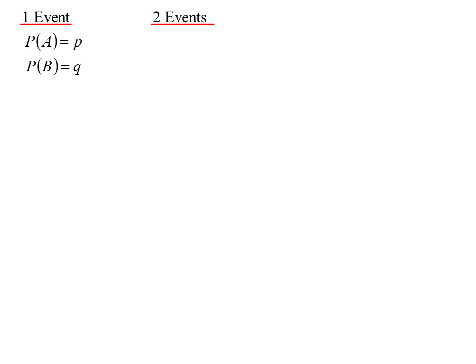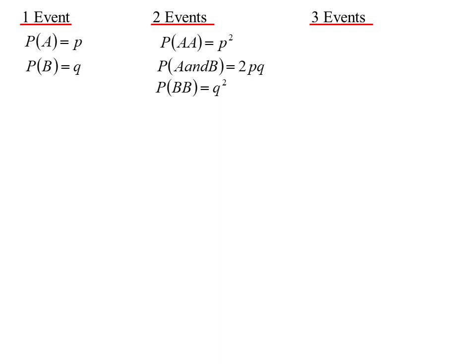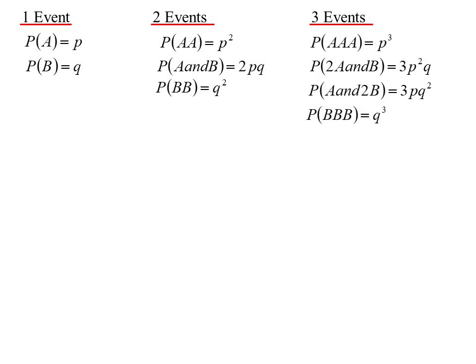When I did it twice, now probability of AA was P squared. But if I'm not worried about the order, all I'm interested in, I get an A and a B. Then that happened in two different ways. I could have AB or BA. And so I've got two lots of PQ. And then BB is Q squared. Do it 3 times. The AAA is P cubed. Again, not worried about the order, but if I end up with 2 A's and a B, I get 3P squared Q. An A and 2 B's, I get 3PQ squared, 3 B's Q cubed.